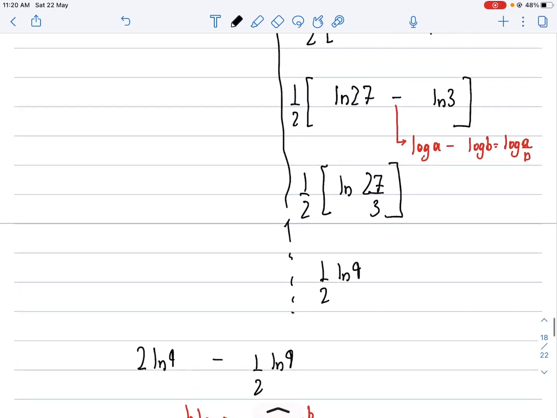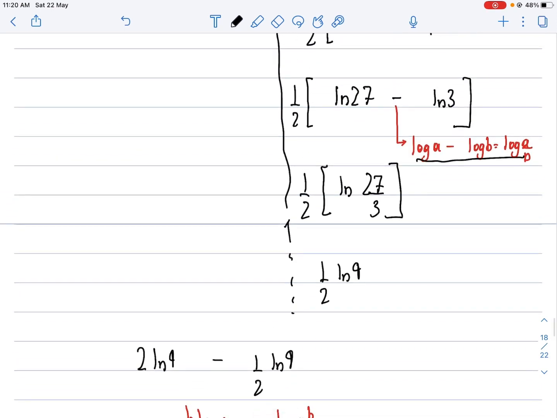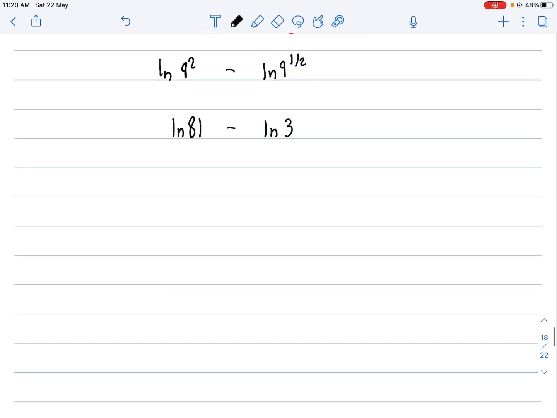Now using this property which I wrote here, log a minus log b is basically log a over b. I can write this as ln 81 by 3, which is simply ln 27. So I have written this in the form of ln c. So I can say my c is basically 27.